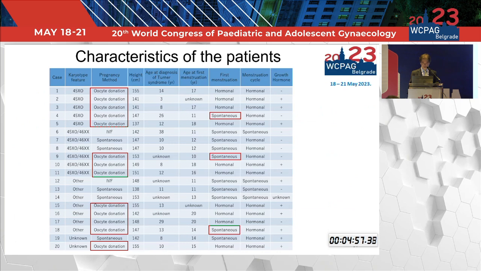Okay, next. Oh, I'm sorry. This slide: 13 of 20 conceived by oocyte donation, and 3 had spontaneous cycles.